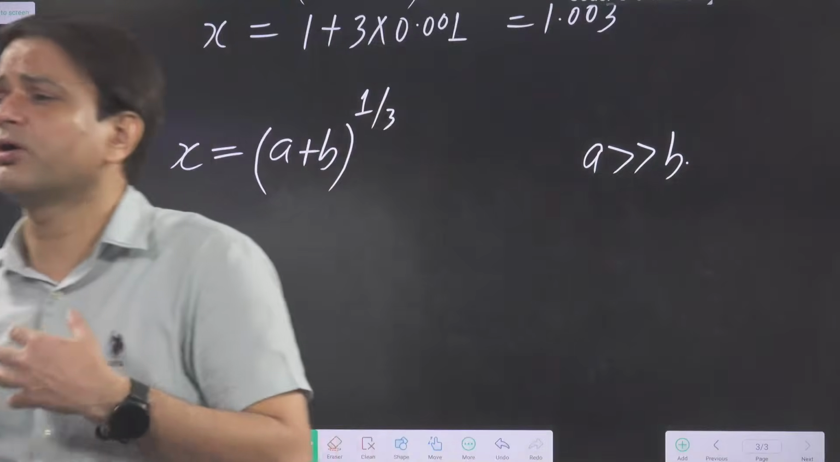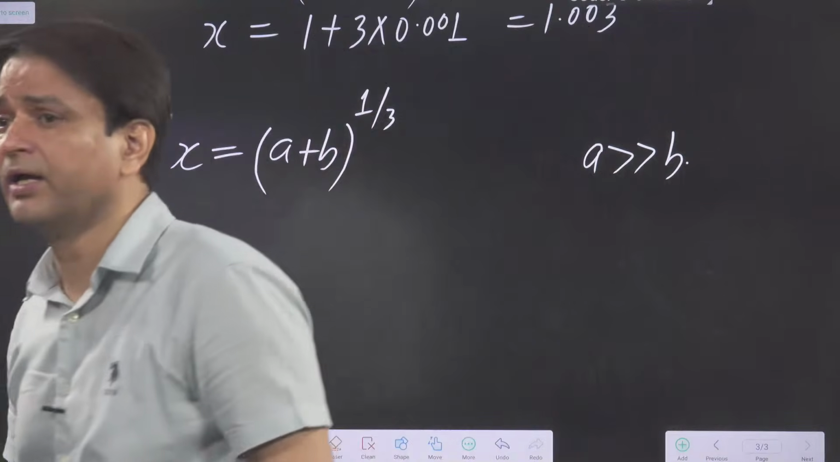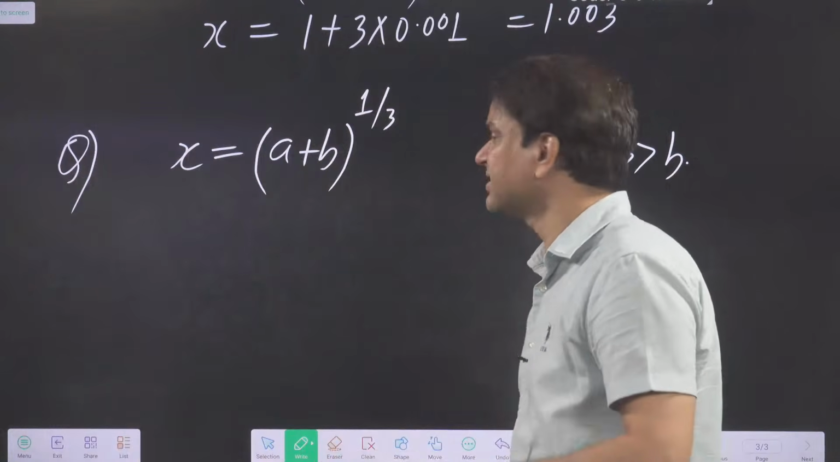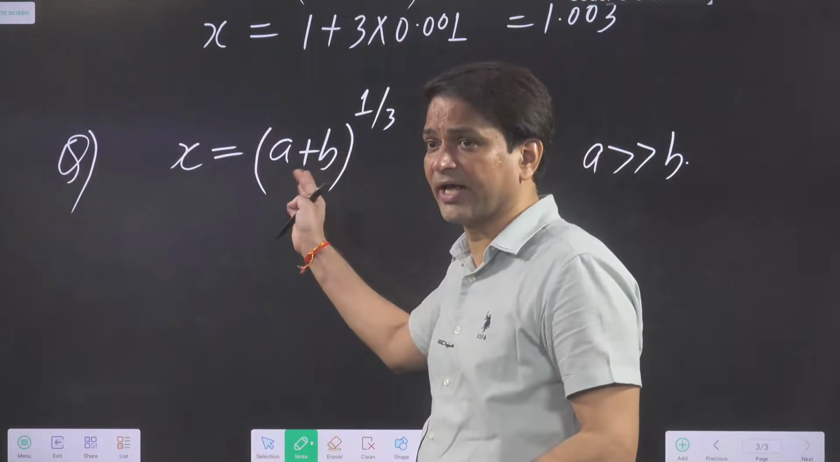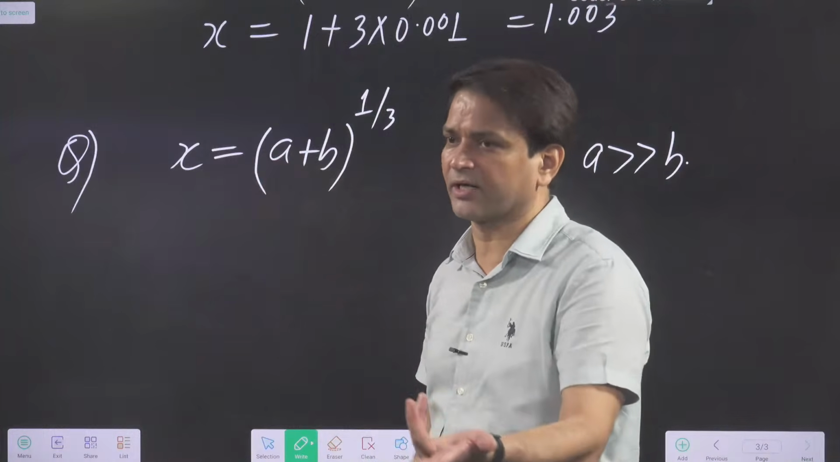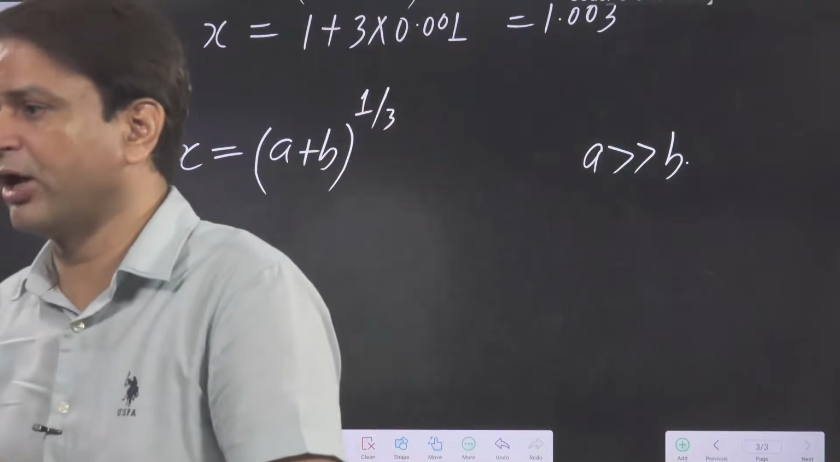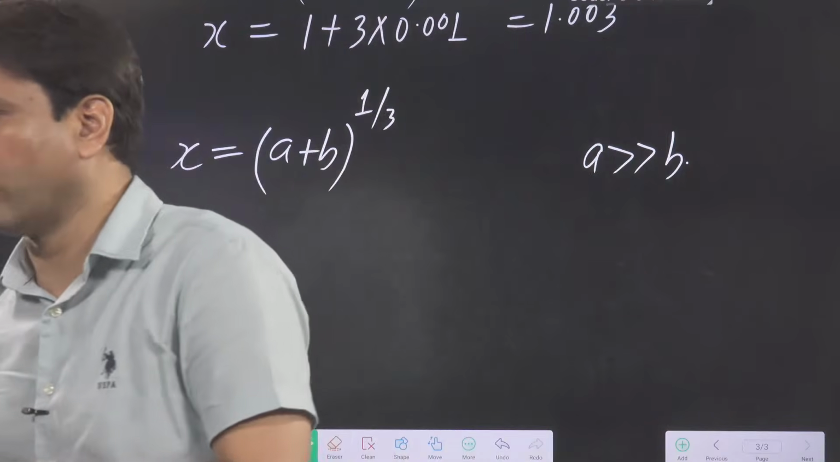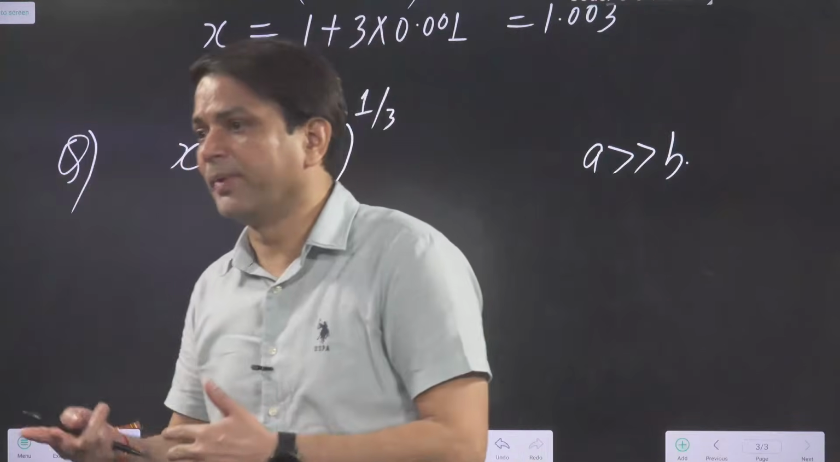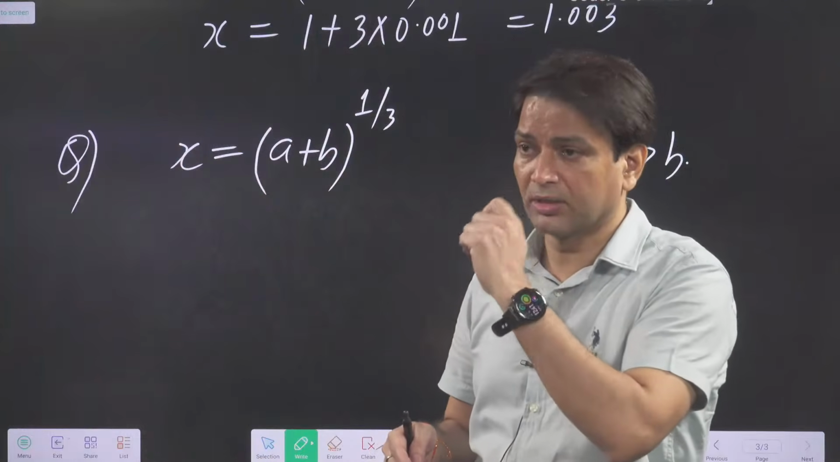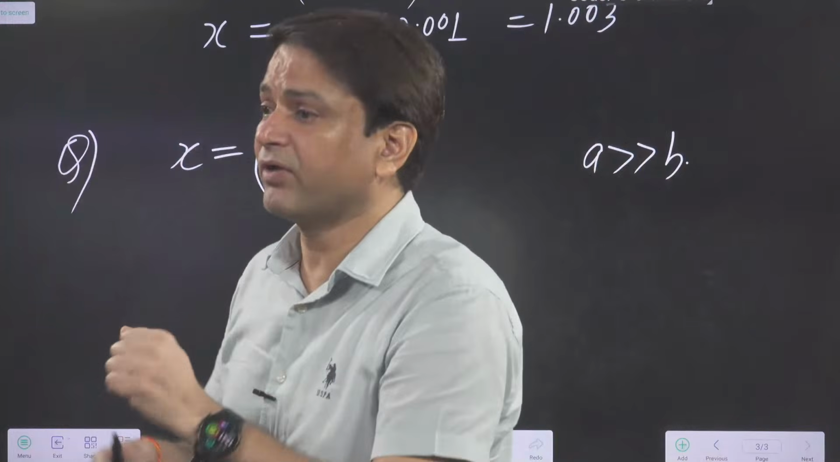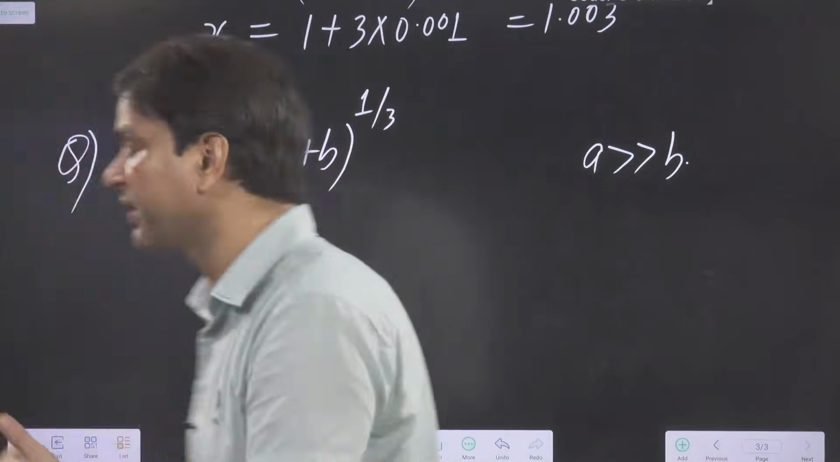What we know, we will try to convert into that form. So I need 1. To get 1, I will take either a or b common, and then I get 1 as one term. But what will I take common? I will take a common in both. I will take a out. Then I will get b by a.